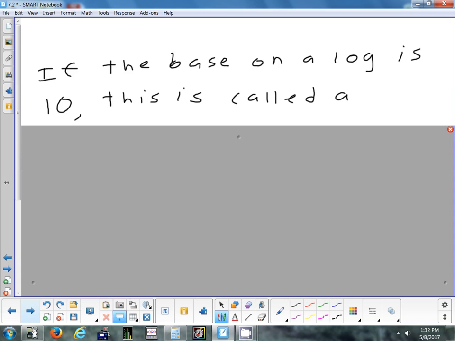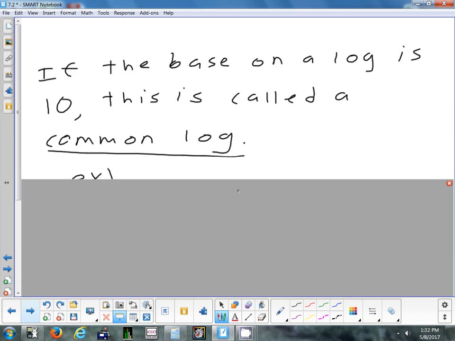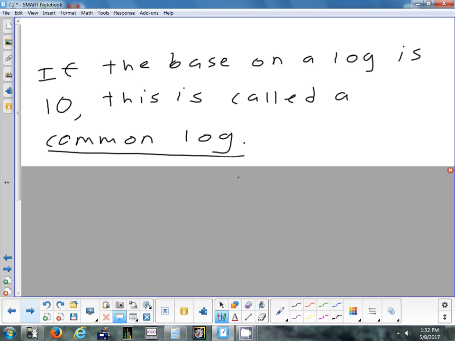So there's only 2 logs that have special names. One of them I just showed you. If the base is e, it's called a natural log. If the base is 10, it's called a common log. If the base is something other than an e or a 10, like let's say the base is 4, there's no special name. It's just log base 4.